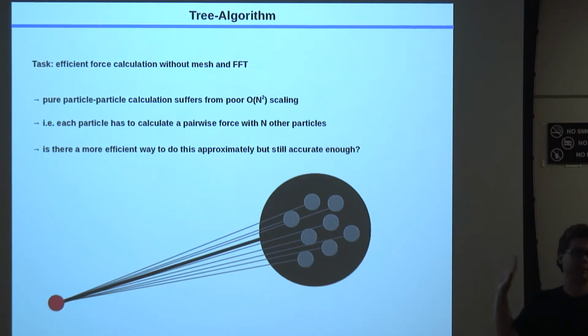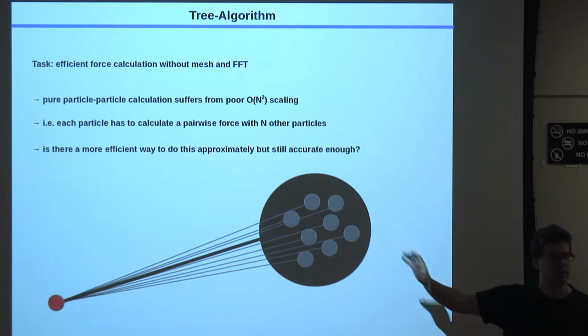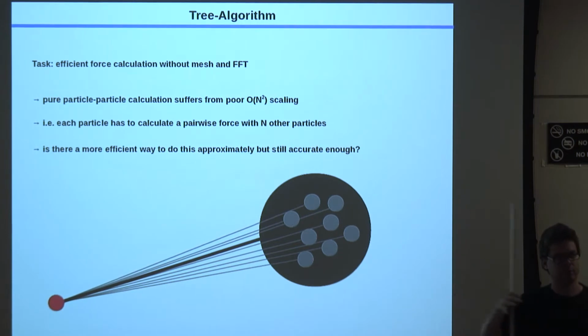Of course, if the particle group becomes very close to the red particle, then taking the monopole only is a very bad approximation. But the further away the particles are, and as you can imagine, if you have a 100 megaparsec volume, there will be a lot of particles far away from the particle, then this is very efficient. So the basic idea of this tree algorithm is that you group together a bunch of particles and let their monopole interact with the actual particle that wants to calculate the force. That's the basic idea of the tree.